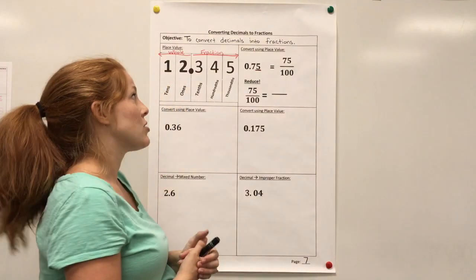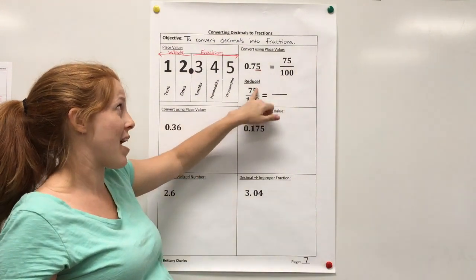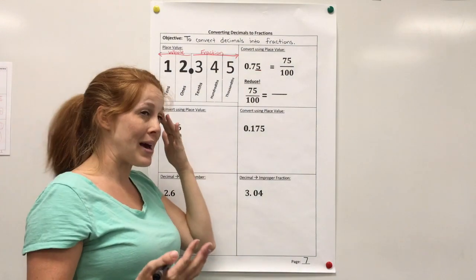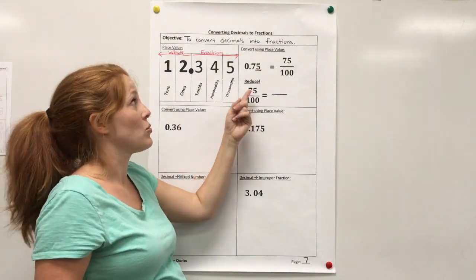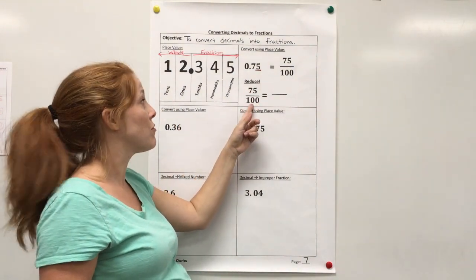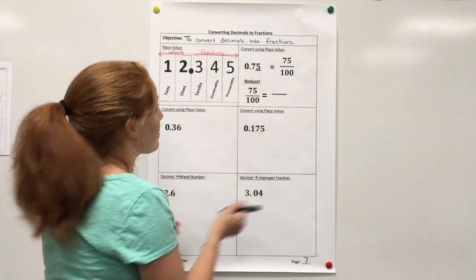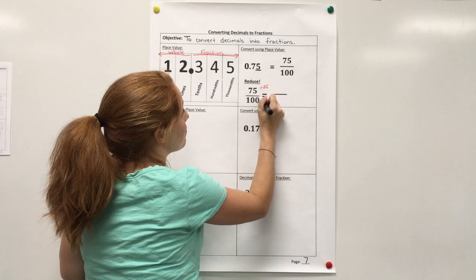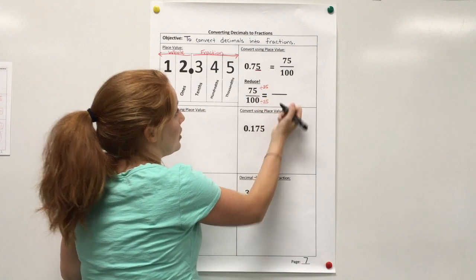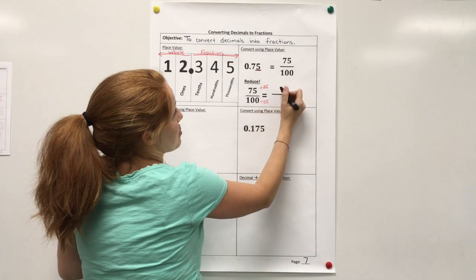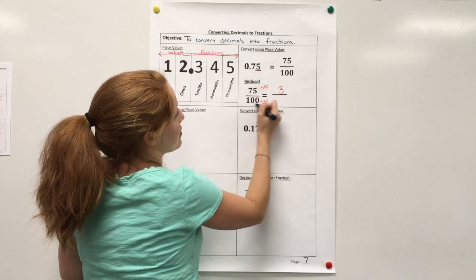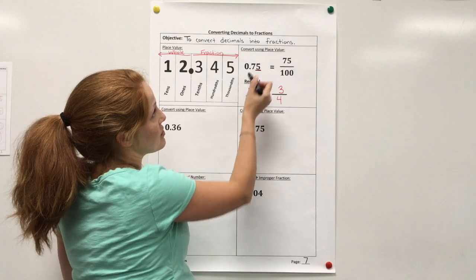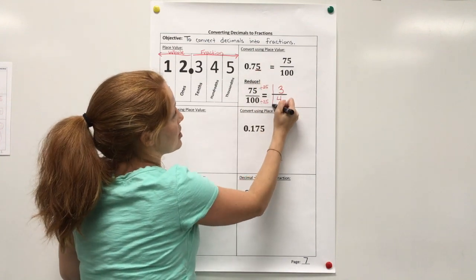Not the only way. So I could divide both of these by 5, but then I'm going to still be able to reduce later. I happen to think money, and I think quarters. Well, 3 quarters make 75 cents, 4 quarters make $1. So I'm going to divide by 25 over 25. And that would give me 3, and this would give me 4. So 75 hundredths in simplest form is 3/4.